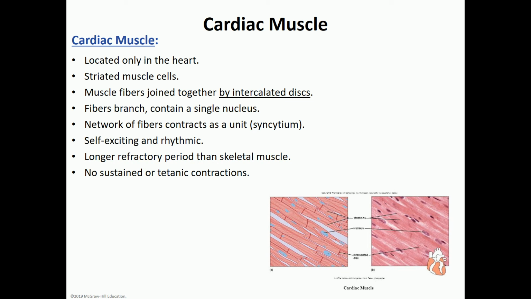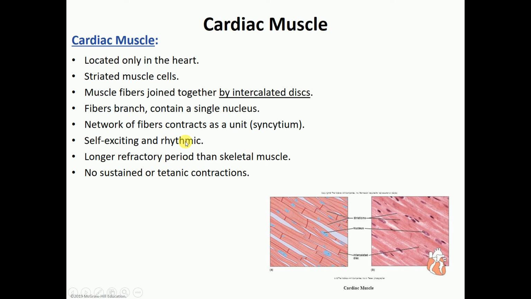Again, whenever you need something to contract as a unit, you'll have these gap junctions so that the communication can happen faster, and you want the heart to contract as a unit. The unit of the heart is known as the syncytium, and we'll talk about that in a lot more detail when we get to the cardiac chapter. The cells of the cardiac muscles do branch. They have what is known as self-excitation and rhythmicity.